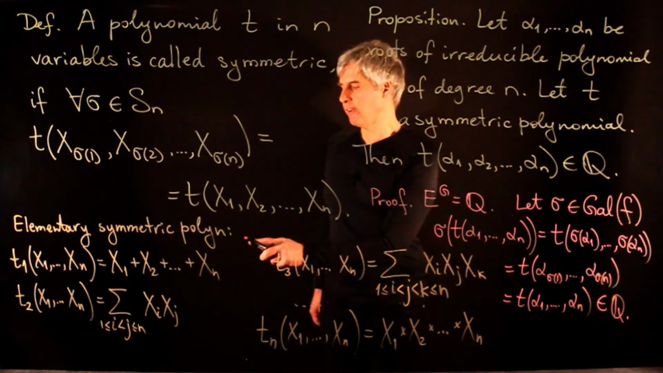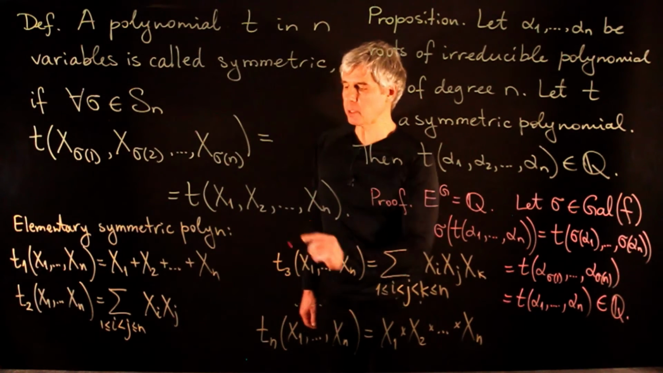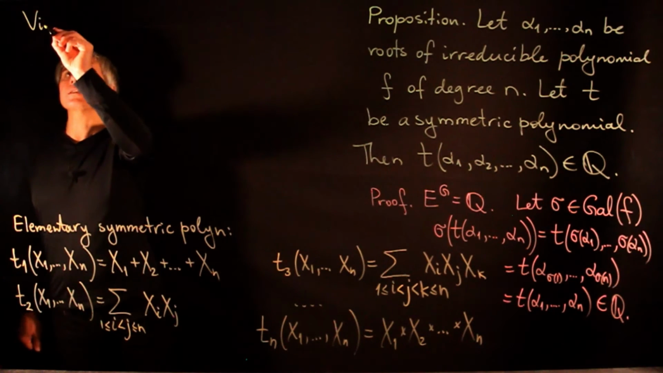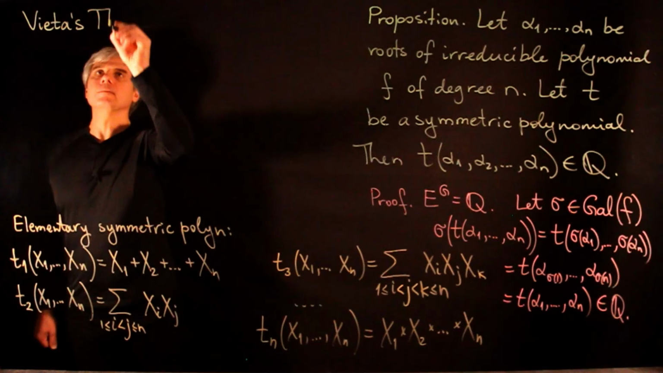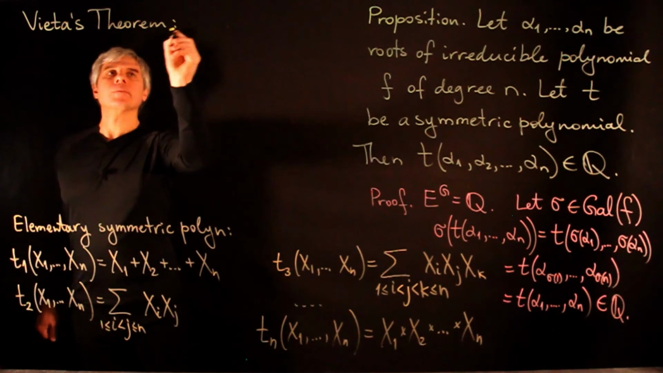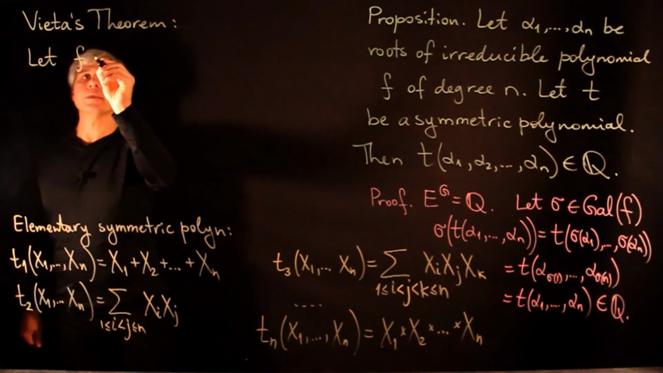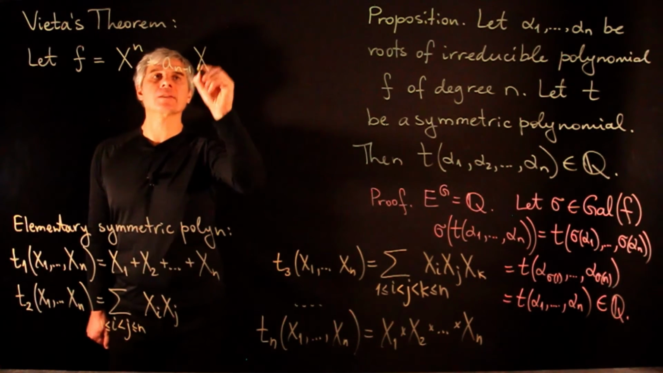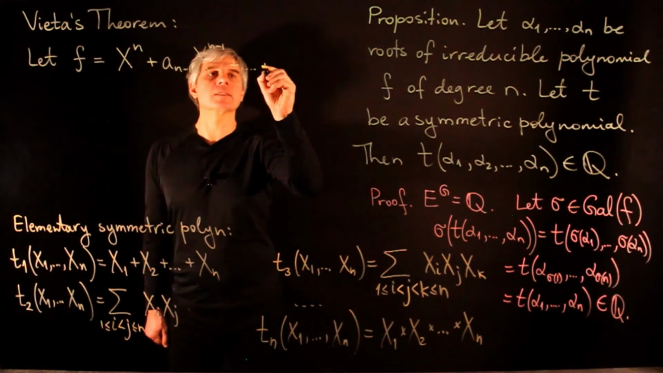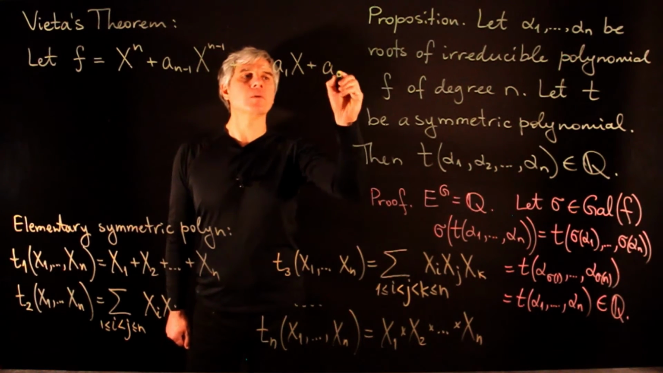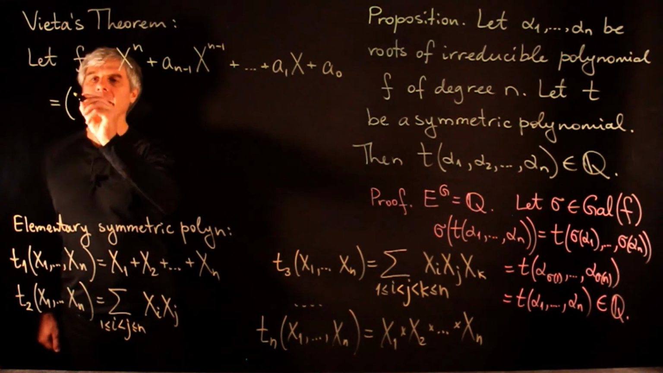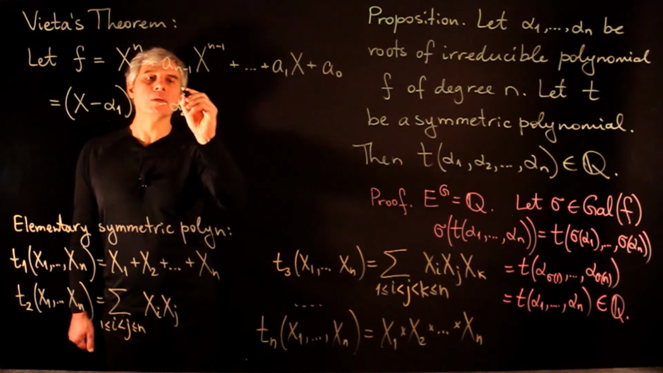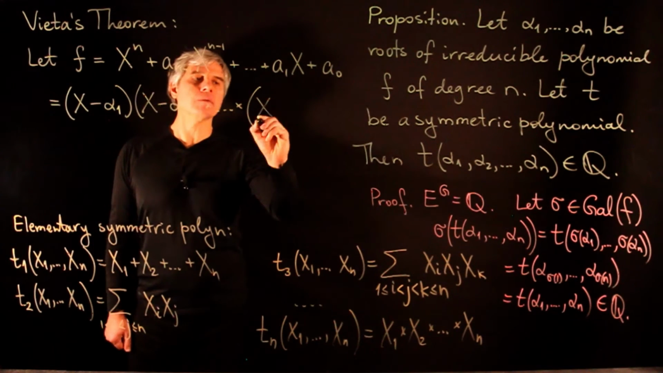What can we say about the values of elementary symmetric polynomials on the roots of a polynomial f? The answer is given by the following Vieta's theorem. Let f be equal to x to the power n plus a(n-1) x to the n minus 1 plus ... plus a1 x plus a0, and is also equal to x minus alpha 1 times x minus alpha 2 times ... times x minus alpha n.